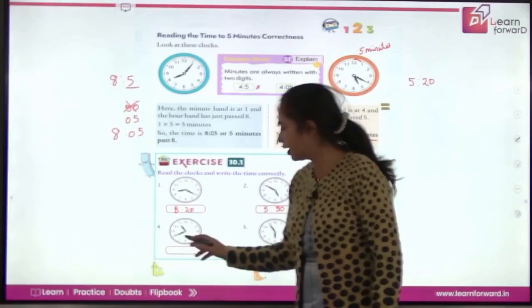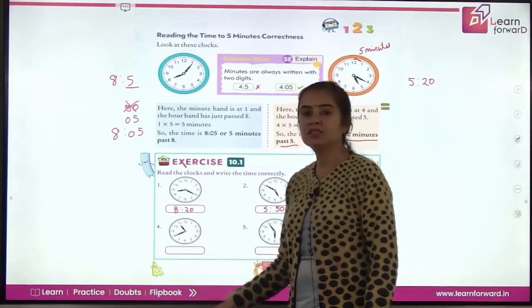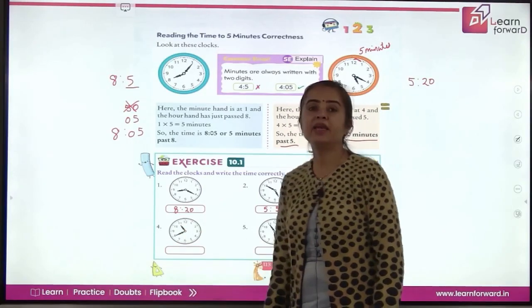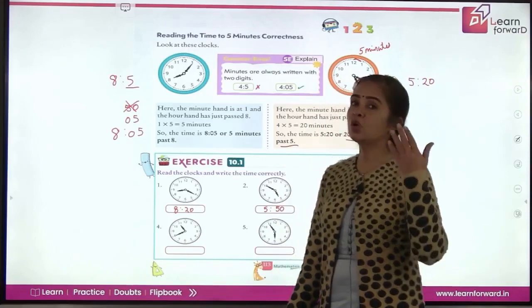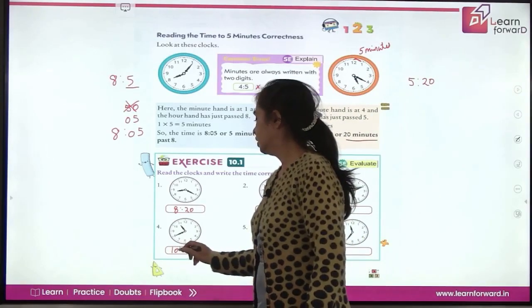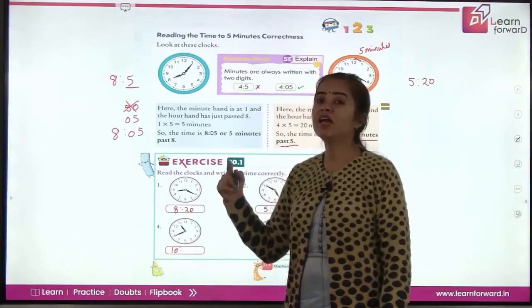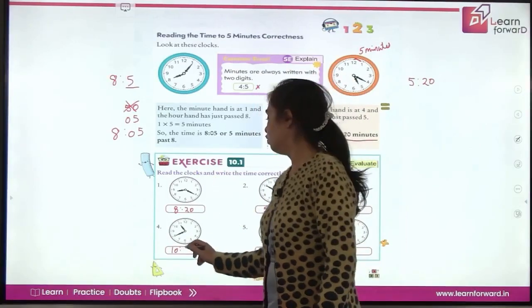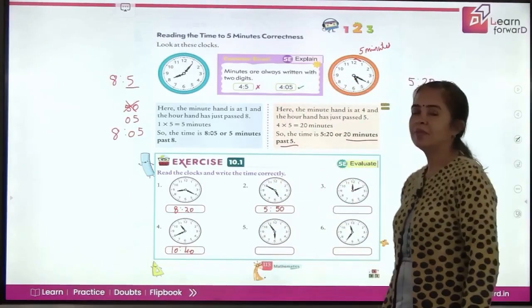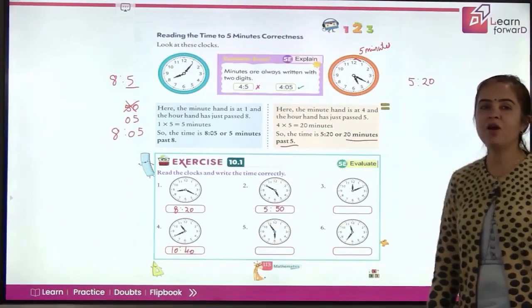Now, when you look at this, the minute hand is at 8 and the hour hand is between 10 and 11. That means it has crossed 10. So, how many hours? 10 hours. And how many minutes? 5 times 8 is 40. So, it is 10 hours 40 minutes. So simple. So will you be reading your own time now onwards?